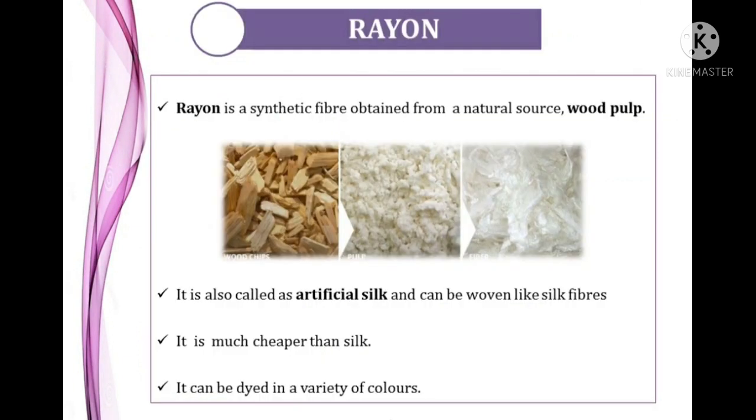First one is rayon. As you know, silk fiber was very costly. So, scientists developed a new material having similar properties to those of silk. It is called rayon. Rayon is also called artificial silk. Rayon was obtained by chemical treatment of wood pulp. Rayon is cheaper than silk and can be woven like silk fibers.